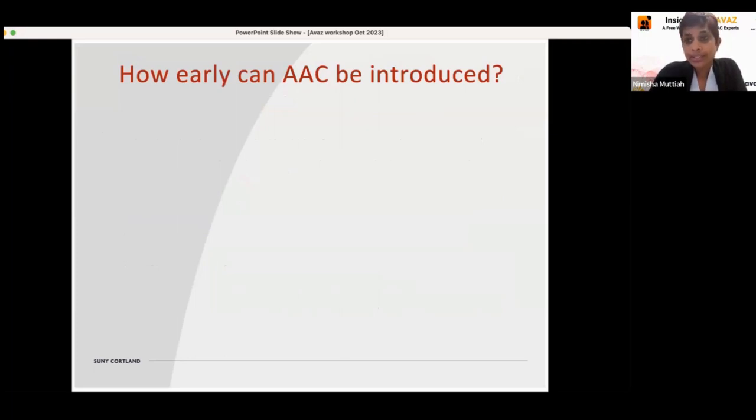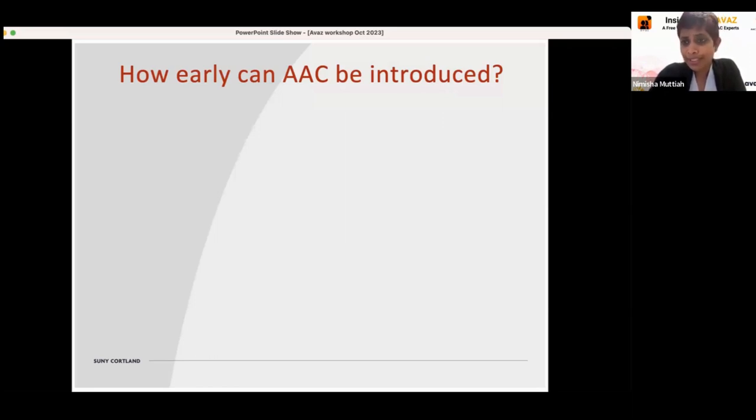So I think it's really important for us to build that research base about how to implement AAC in contexts like ours. And in order to build that research base, we have to start by creating more awareness, right, about AAC. We have to start more conversations about what AAC is and what it looks like when children from contexts like India and Sri Lanka are using AAC.